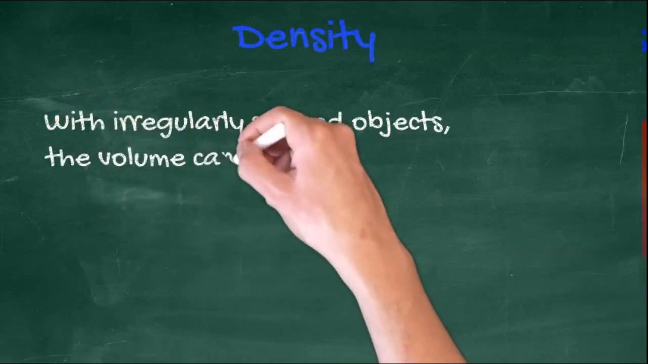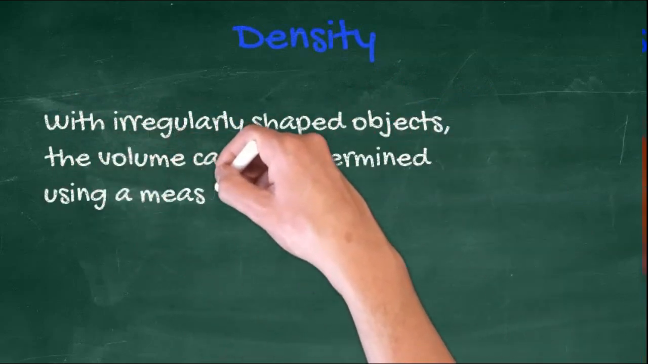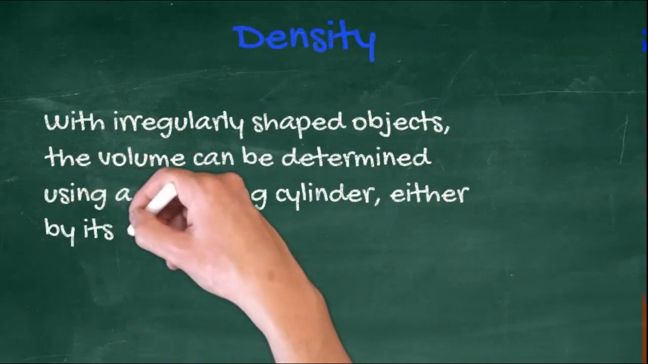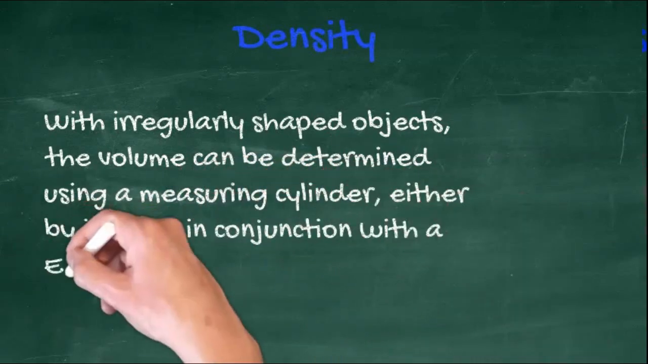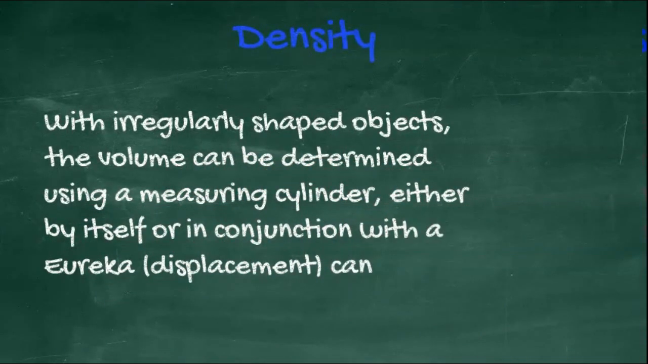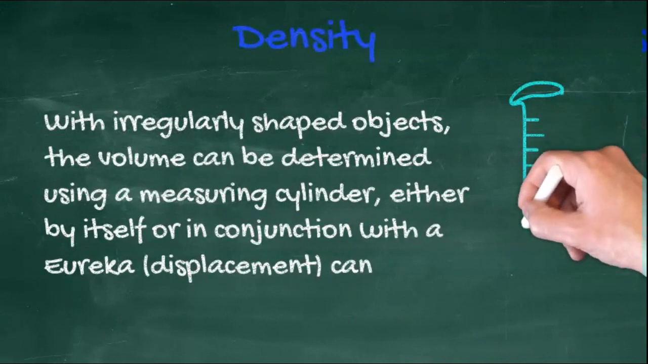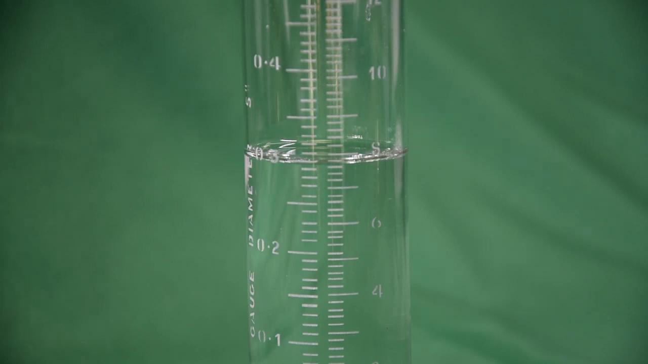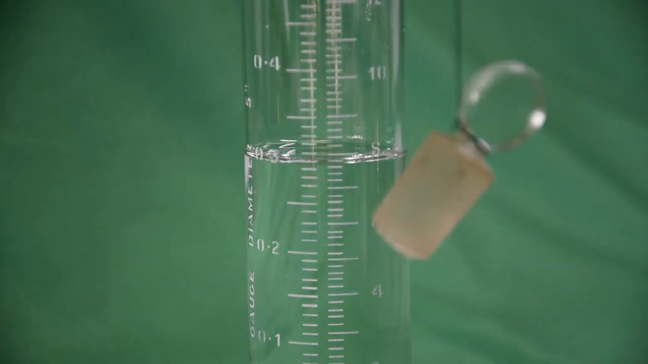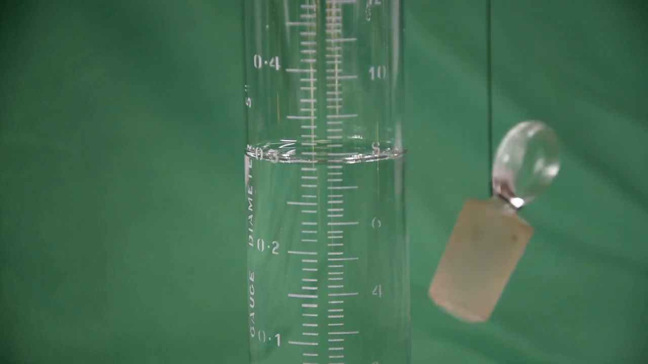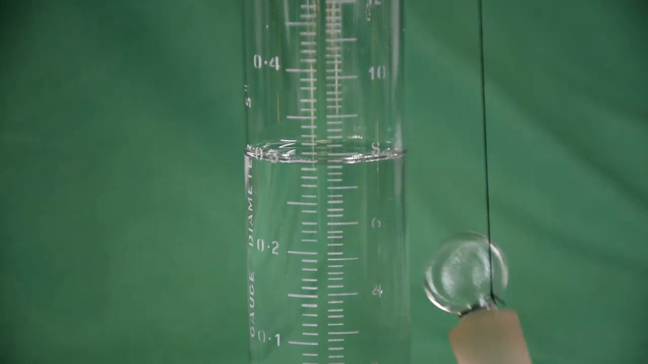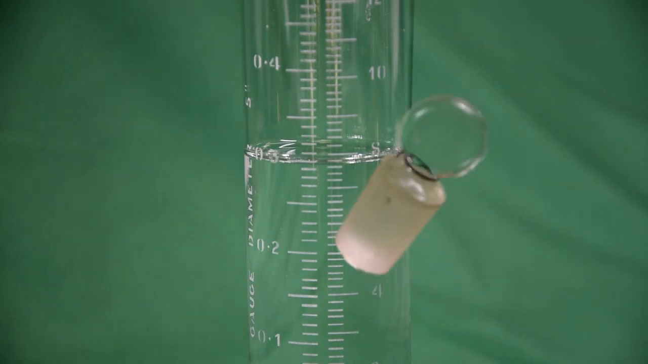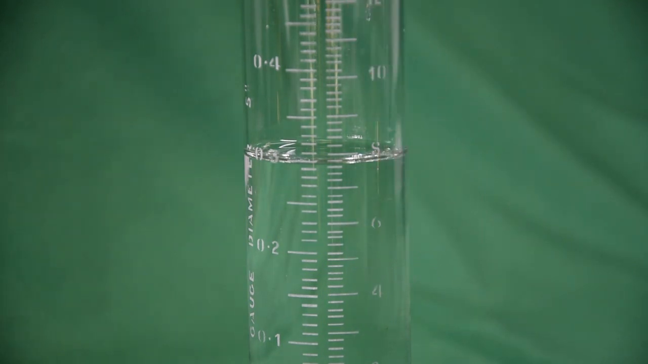With irregularly shaped objects, the volume can be determined using a measuring cylinder, either by itself or in conjunction with a eureka or a displacement can. Using a measuring cylinder, an irregular object is lowered carefully into the cylinder and the rise in the volume reading noted.